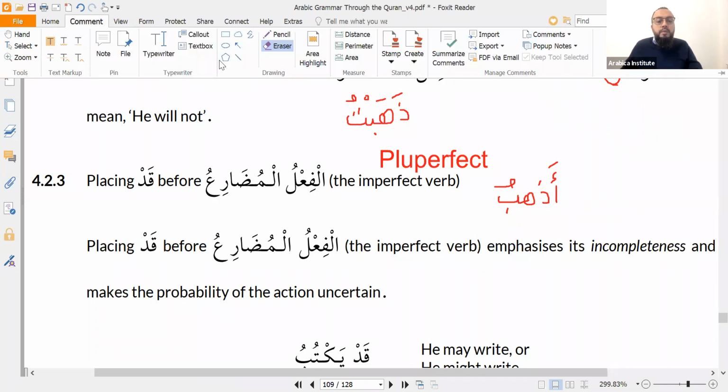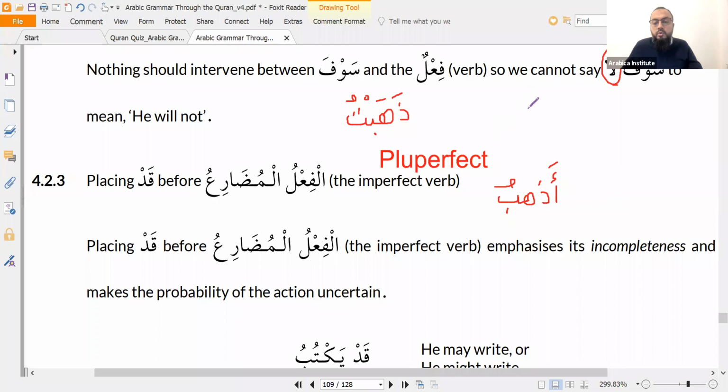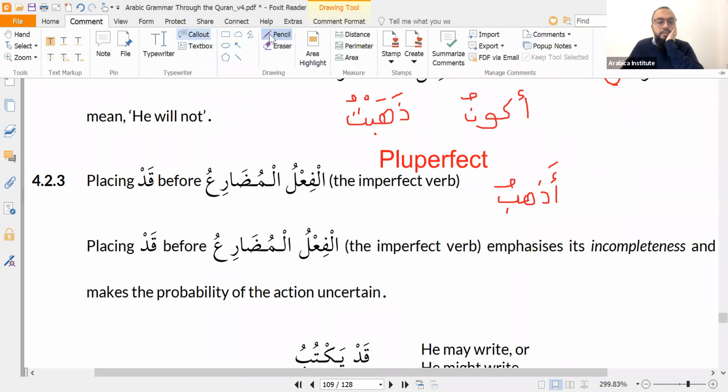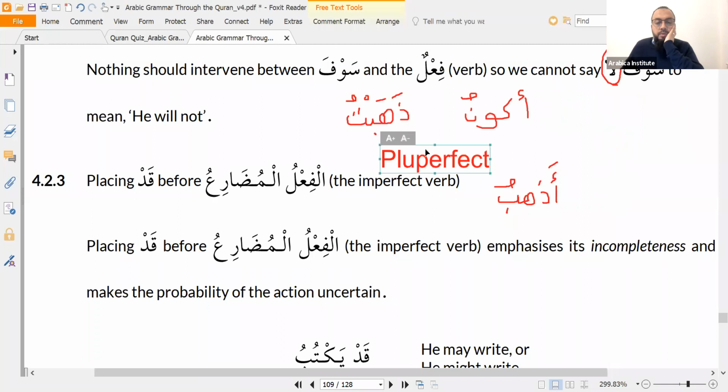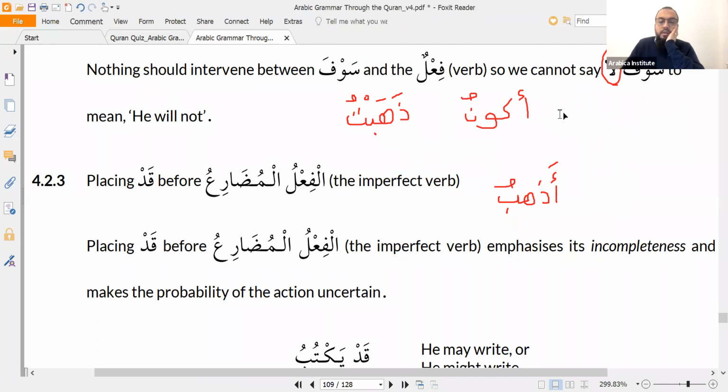There we go. So we have akunu. If I say akunu dhahabtu, what do you think that would mean? Is that I will have gone? Exactly. It's a future perfect. So akunu dhahabtu will be a future perfect.